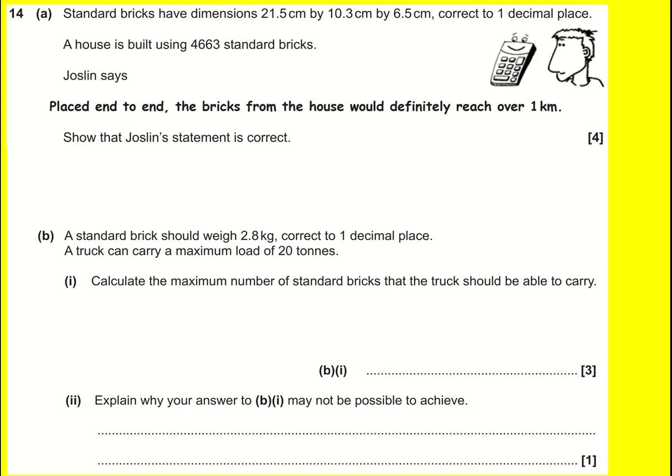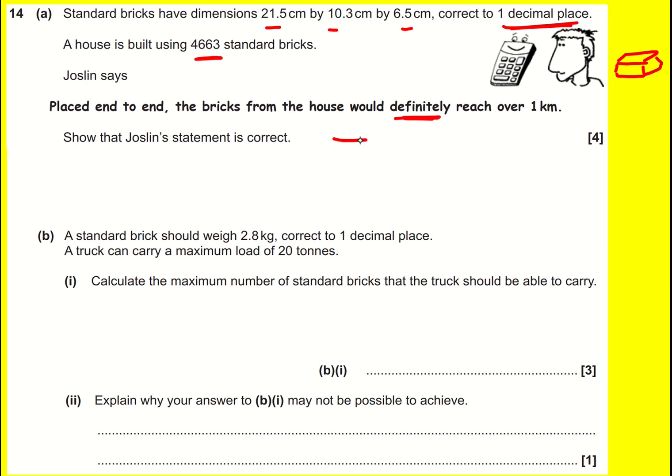Okay, we've got some bricks with three different dimensions because they're cuboids essentially with these three dimensions. Correct to one decimal place. A house is built using 4,663 of them. And Jocelyn says if we place them end to end, they would definitely reach over 1 kilometer. Show that his statement is correct.